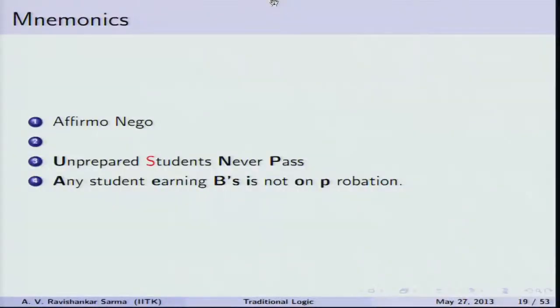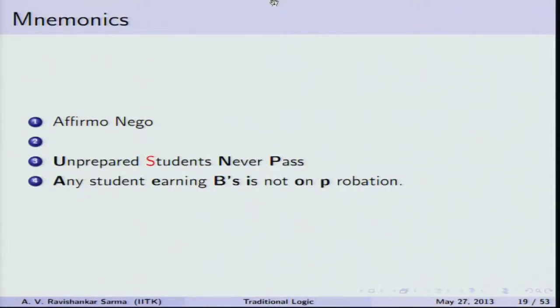So the best thing would be this particular mnemonic: Any student earning B's is not on probation. Now we need to look into the vowels here. The first letter is A, and immediately followed by that, S is there. That means A proposition distributes the subject. Those are the first two words with which you can find out that A proposition distributes subject, and E proposition distributes B, meaning both, and I proposition distributes neither.